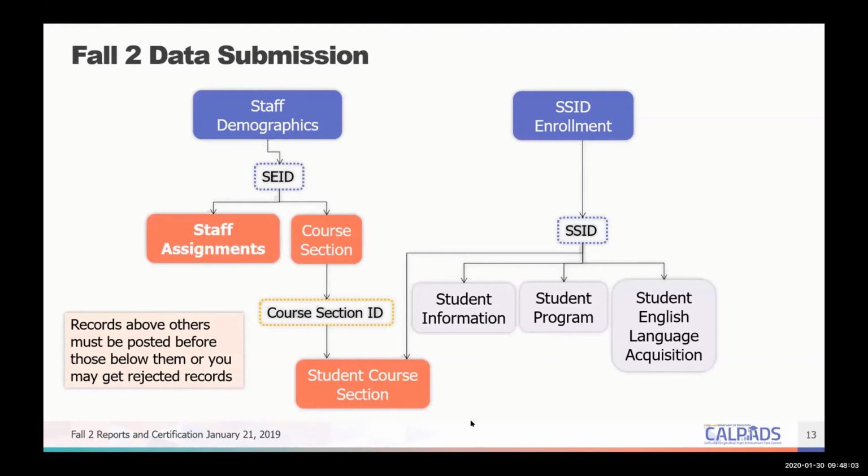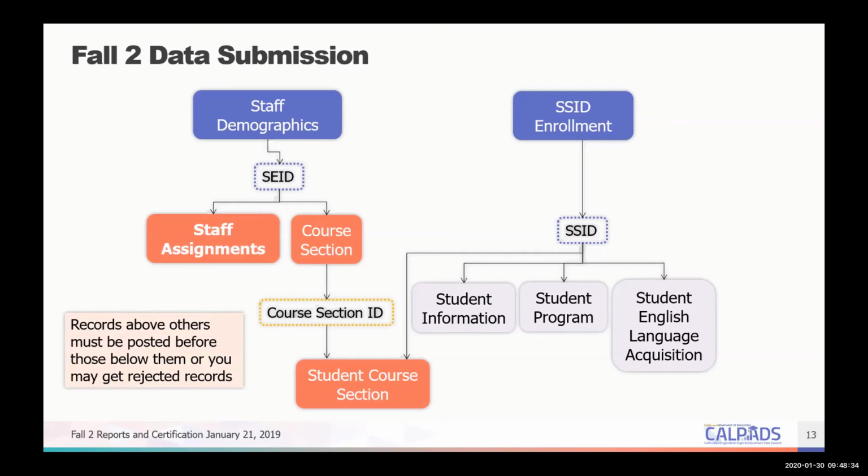And so here's the Fall 2 data submission, and what we really want to emphasize is the relationship of the file types. So the SDEM, or the staff demographic file, will provide the seed that will allow us to report staff assignments and then teachers in course sections. The course section provides the course section ID in conjunction with some other fields that will relate the student course enrollment to the course section, right?